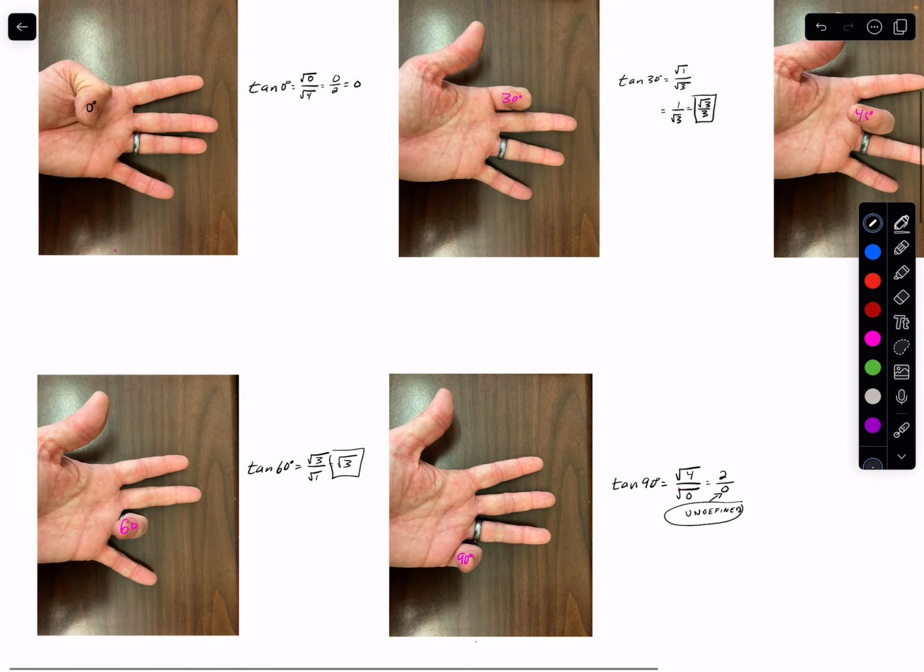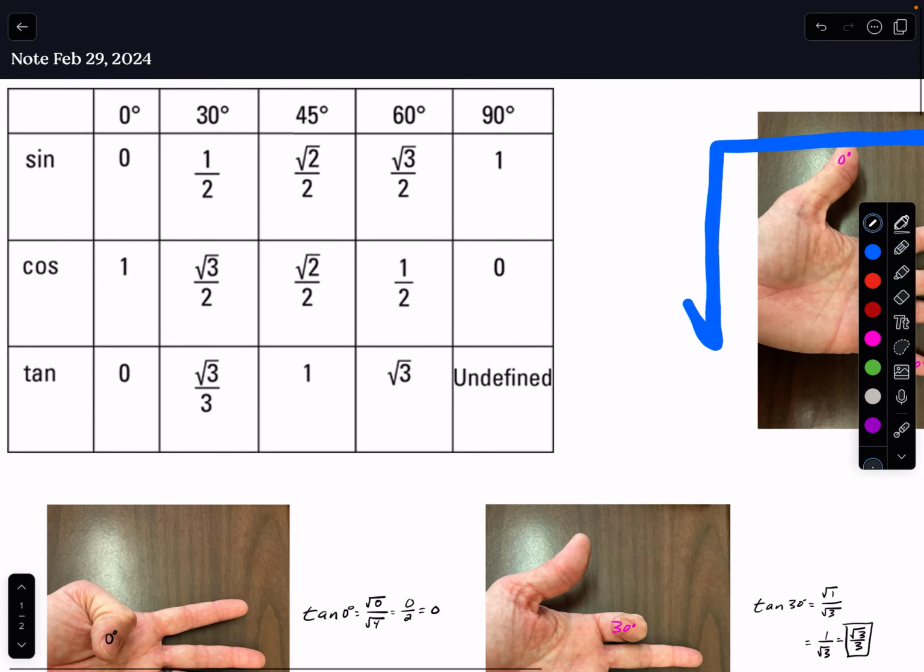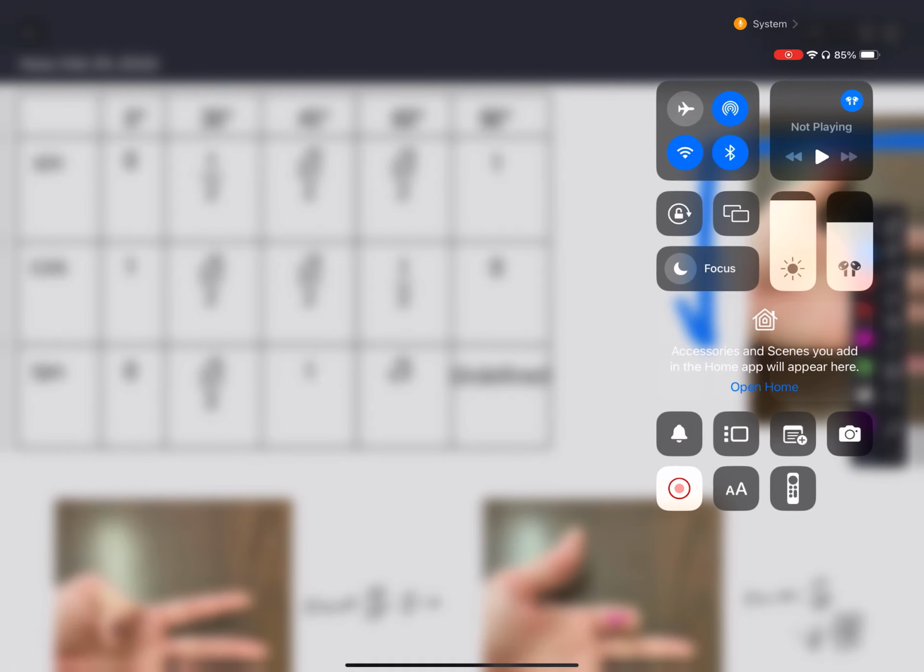Okay, so I hope this helps. You now should be able to generate this entire table using just your left hand.